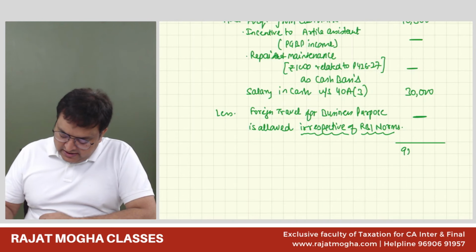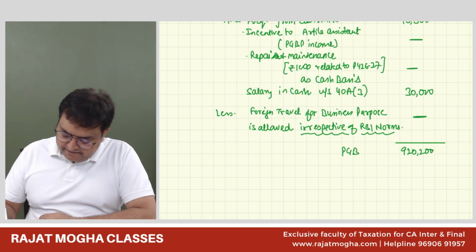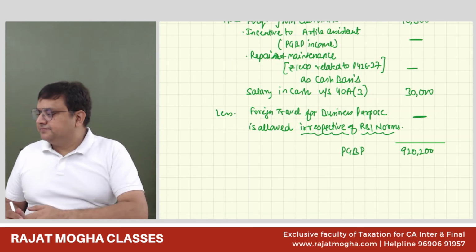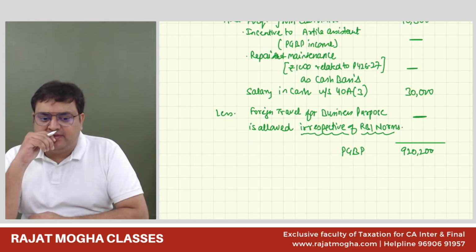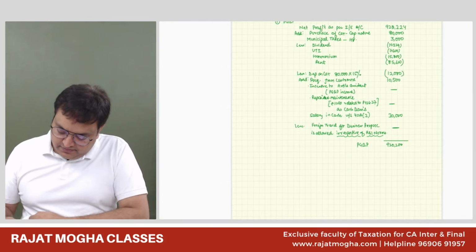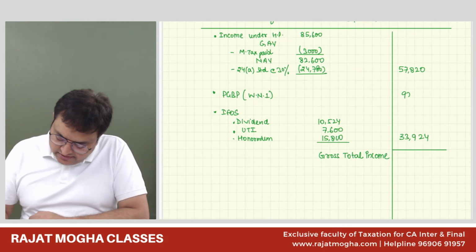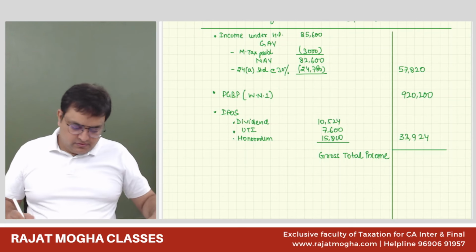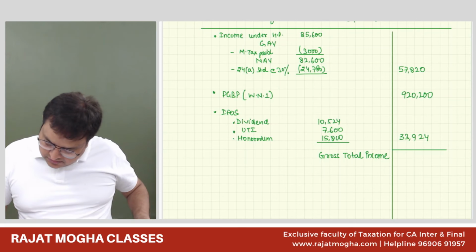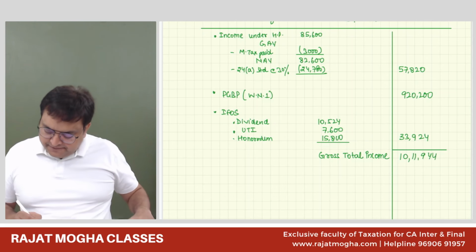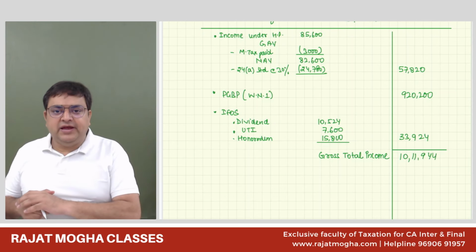9,20,200. Is it the PGBP, 9,20,200? So we'll take 9,20,200 over there. Gross total income: 10,11,944. 10 lakh, 11,944. So 10 lakh 11,944 is my GTI.